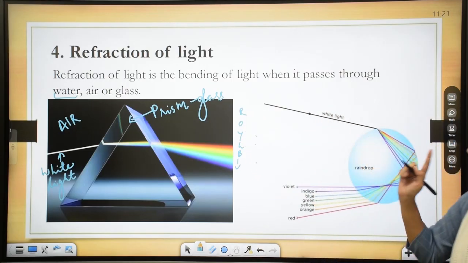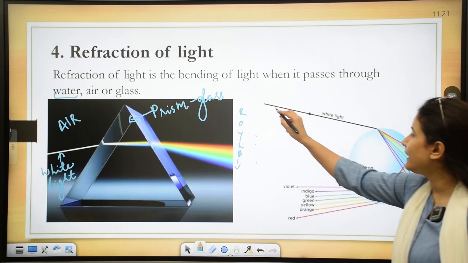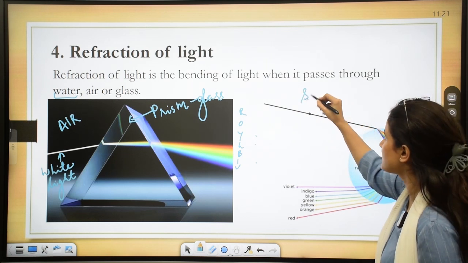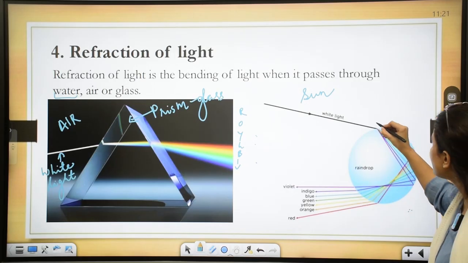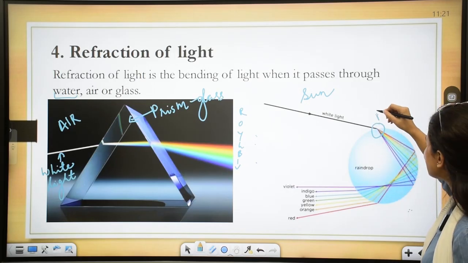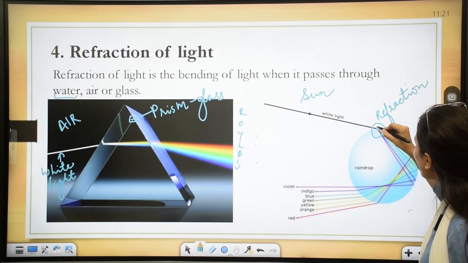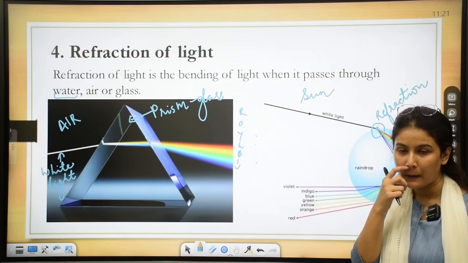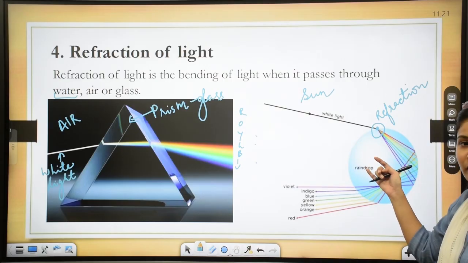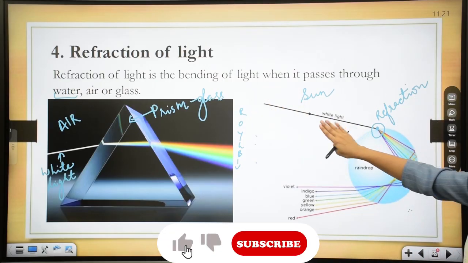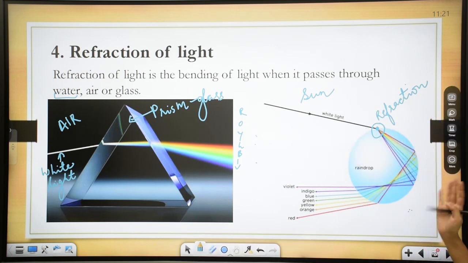Same thing happens for the formation of a rainbow. White light comes from the sun, of course, and this is a raindrop. In the raindrop, first at this point you can see this is refraction. Why is this refraction? Because this is the point at which the medium is being changed. This is air, this is water. When the medium changes and light is traveling, what is it? Refraction. So from the air, it enters the other medium, which is the water. Here refraction is taking place.